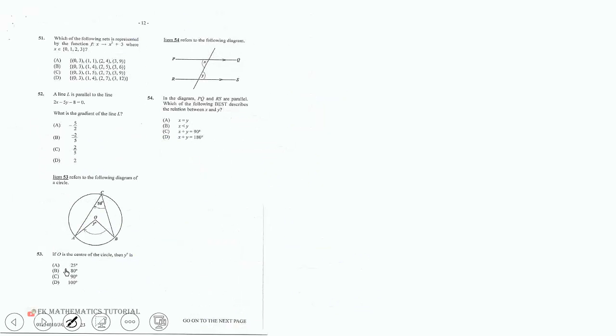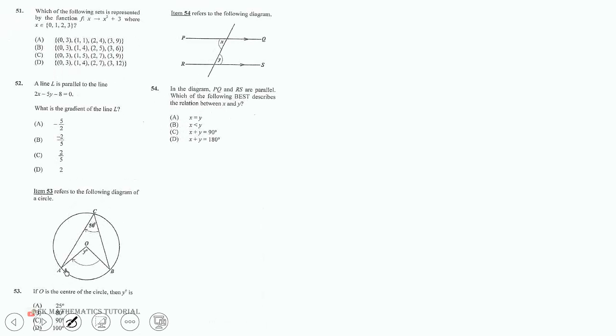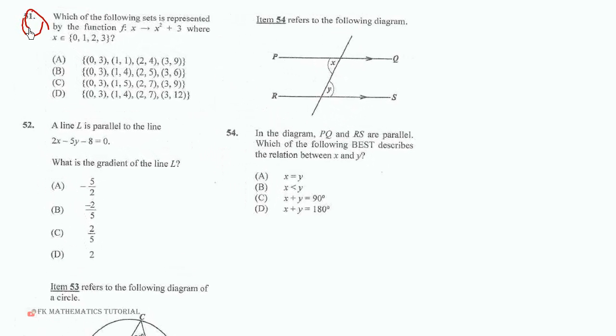Now let's proceed to the next question. Item 51. Which of the following sets is represented by the function f such that x maps onto x squared plus 3? So we are dealing with this function here. When you pick x as 0, you put 0 into this. 0 squared is 0, plus 3 is 3. So 0 will go with 3.